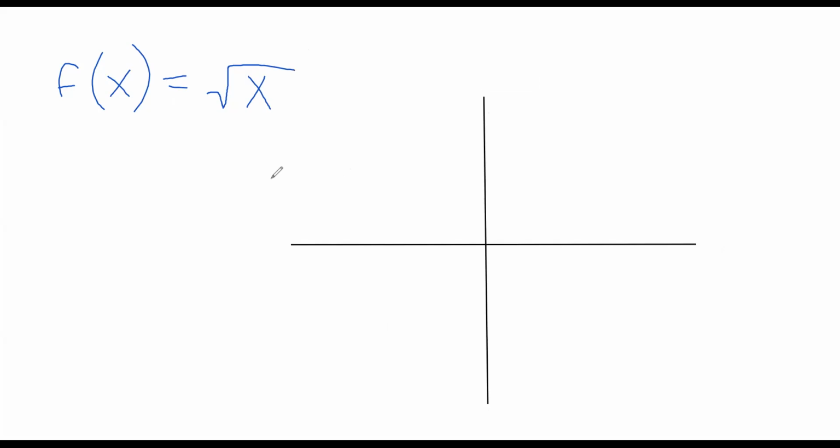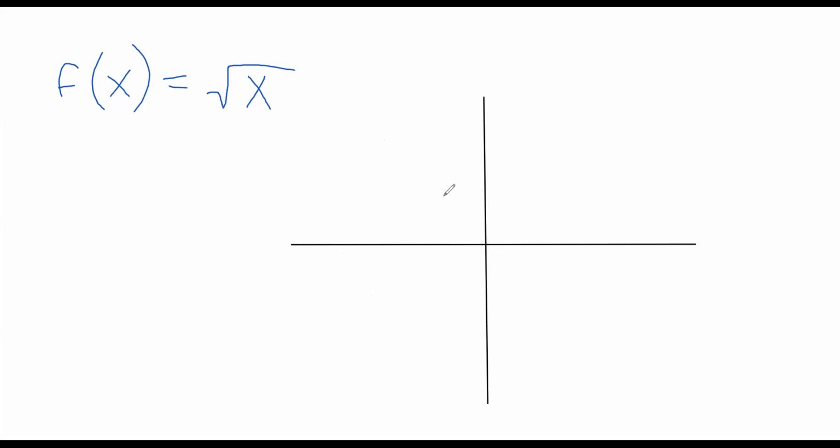Let's think about what the square root does. Remember the domain of the square root, the valid x values. You can't plug negative numbers into the square root and expect to get real numbers out of it, which means when you graph it, you have to completely ignore negative x values. So this side of the x-axis over here is going to get no love. There's not going to be anything on the graph over here.